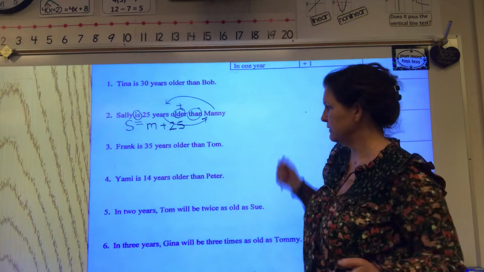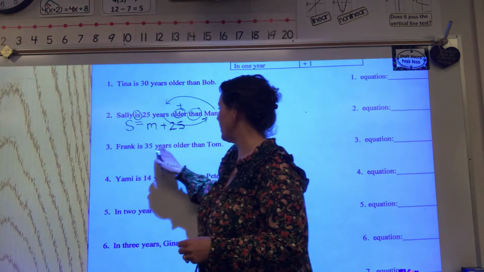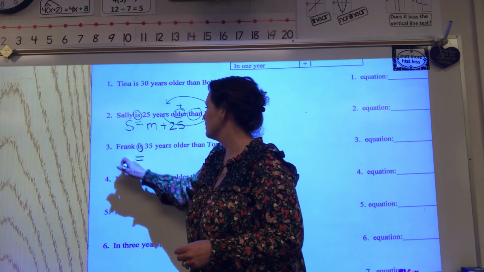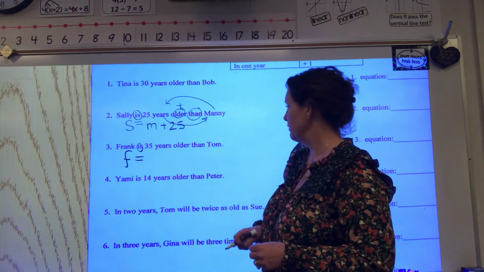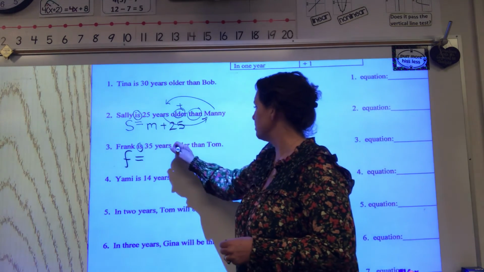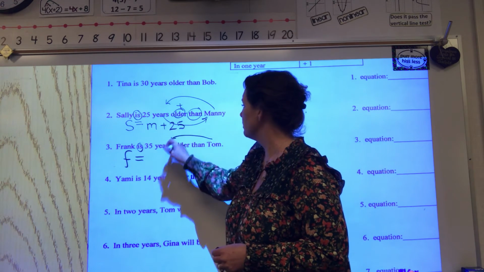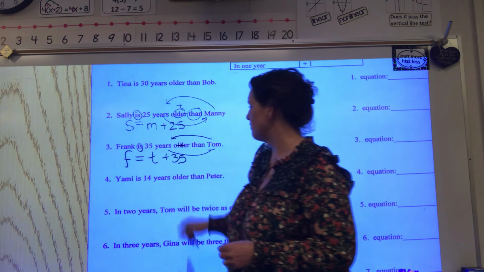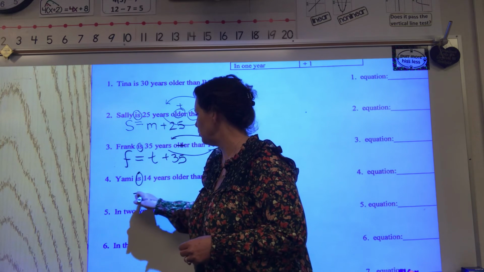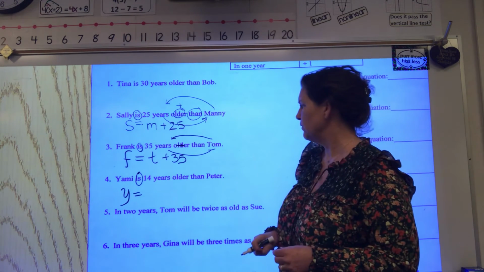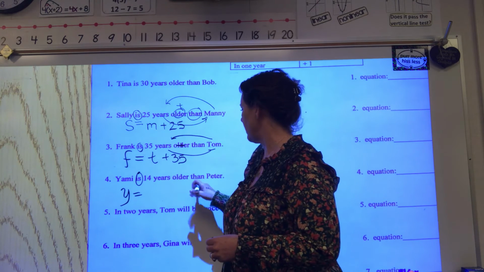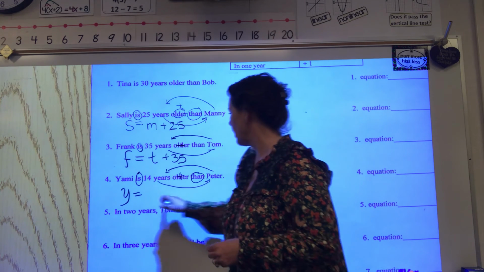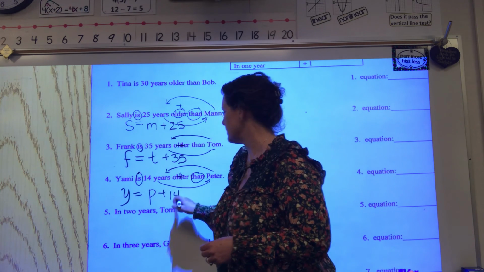All right, let's take a look. Frank is 35 years older than Tom. Frank is, that's our equal. We're going to go with F for Frank. 35 years older than Tom. Older is plus, then is a flip word. So we're going to go with T for Tom plus 35. The next one, I'm going to go for Y for Yummy. And then we have Peter, older than. We have a flip word. We have a plus word. And we have P plus 14.